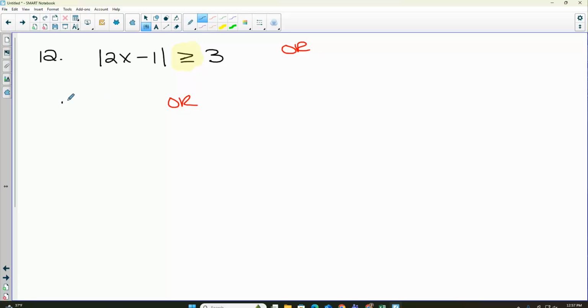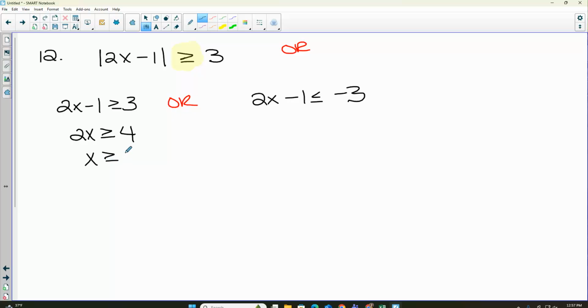The first one, nothing changed. The second one, we flipped the inequality and made it a negative. Is everyone with me right here? There are other ways you could do like one big compound inequality. You could even do this with a sign line, but this is probably the easiest option. So if I add my 1, divide by 2 on both.